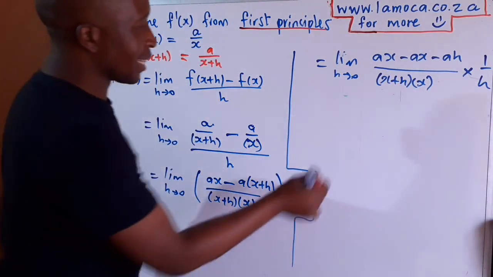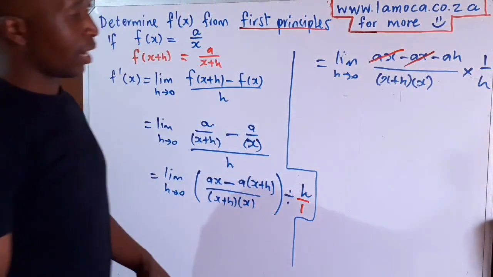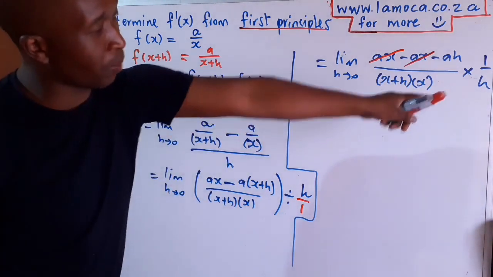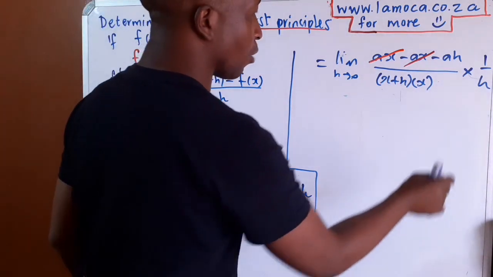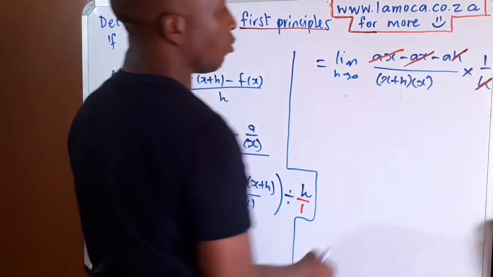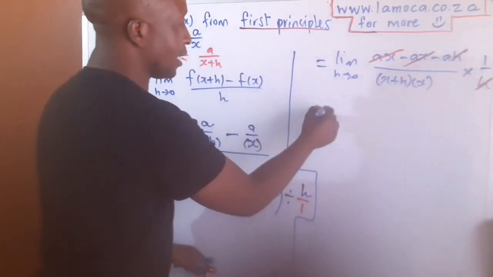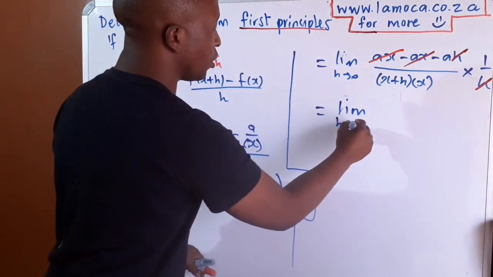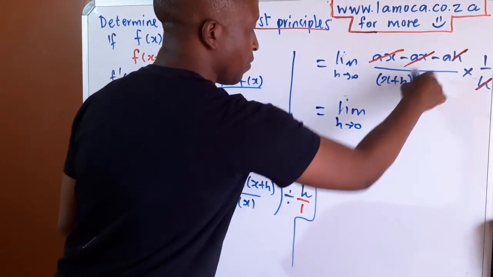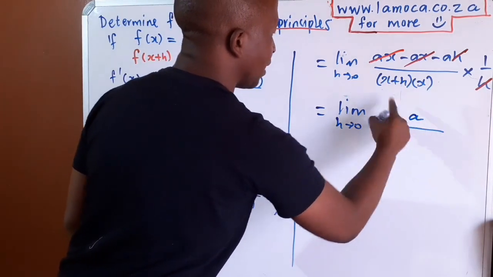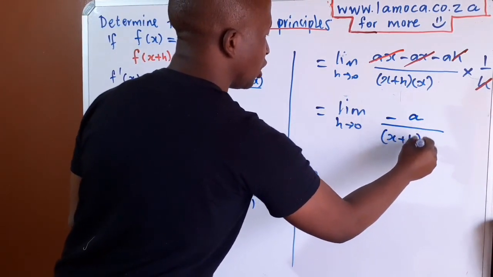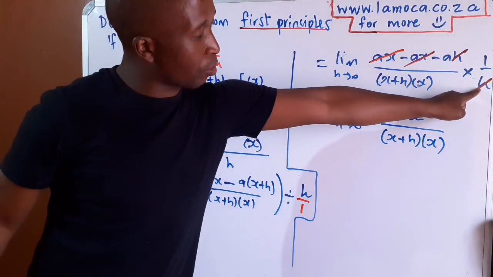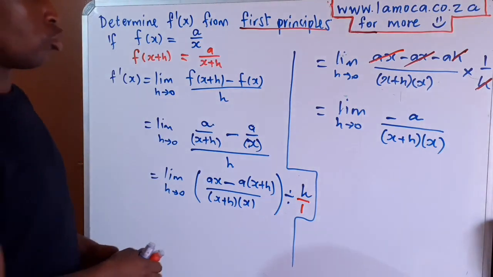And then you will agree with me that ax will subtract ax out. You are left with minus ah divided by whatever that LCD we have multiplied by 1 over h. From here, I can also say this h will cancel that h out. So the only thing remaining on the numerator is just going to be that minus a. So this is the limit as h approaches 0. On the numerator, the only thing surviving is that minus a divided by, on the denominator, I have x plus h, and I also have x there. Now, that h is the problem. If that h is gone, you are ready now to replace your h as 0.